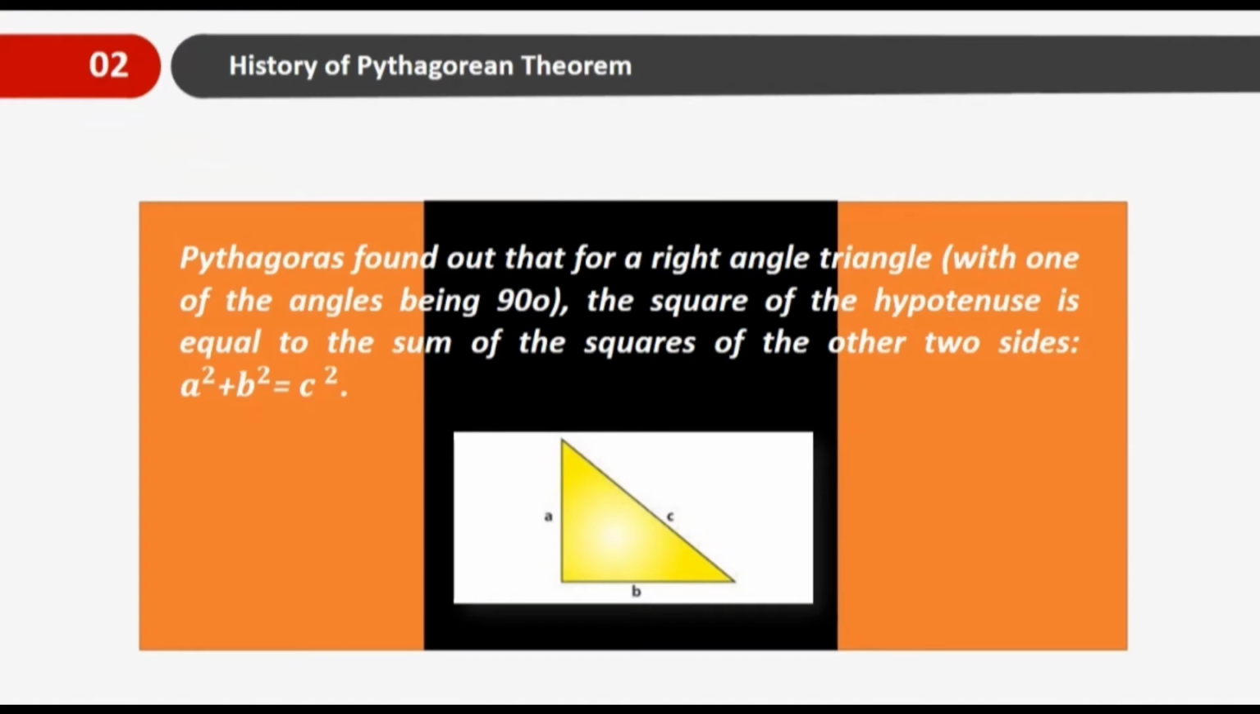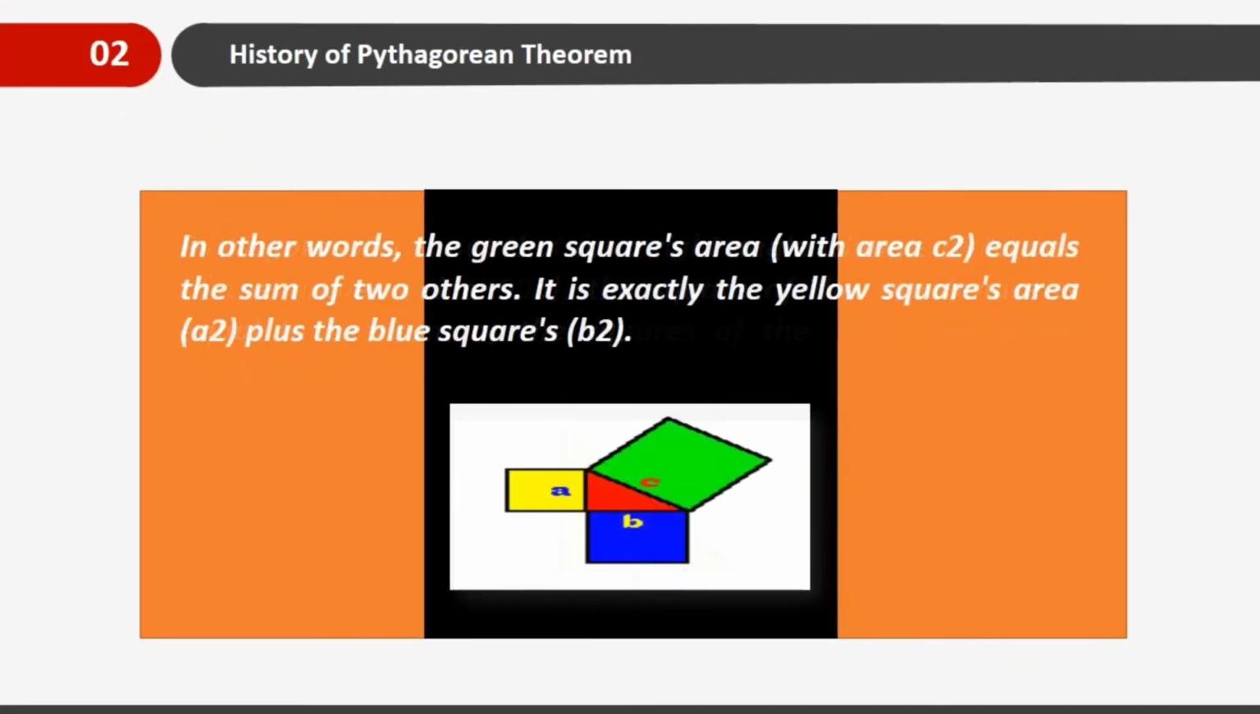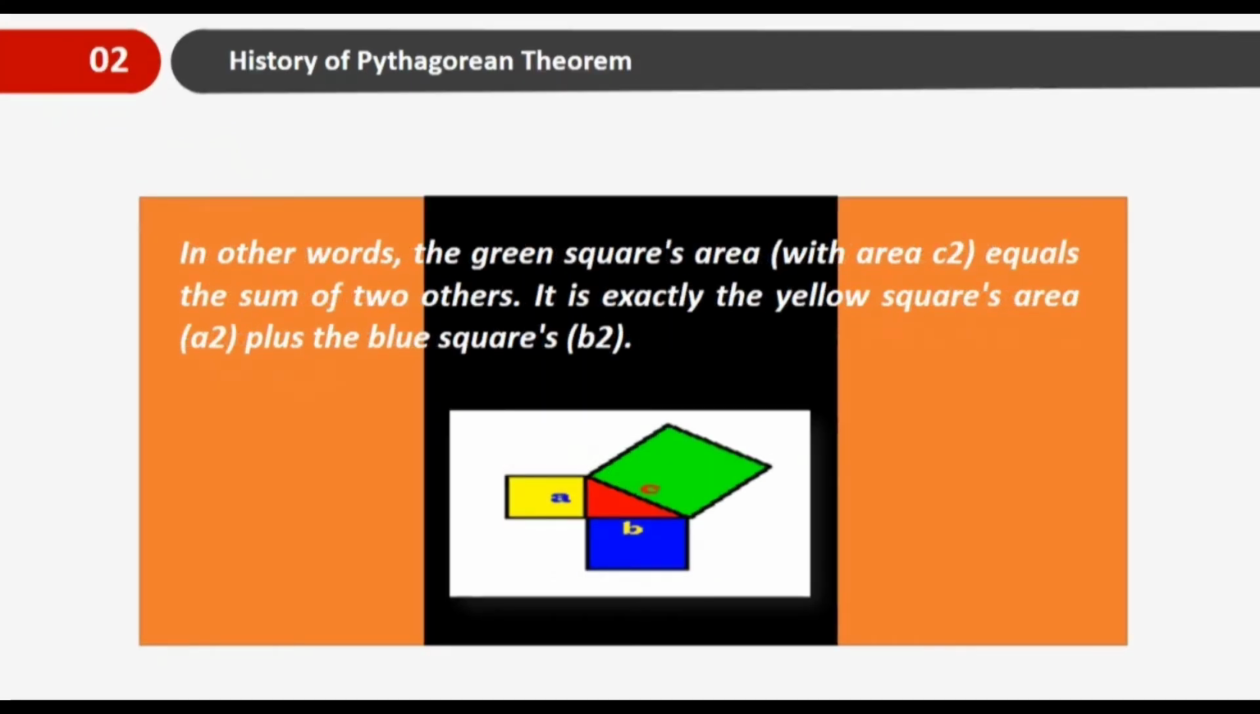Pythagoras found out that for a right-angled triangle, with one of the angles being 90 degrees, the square of the hypotenuse is equal to the sum of the squares of the other two sides. A squared plus B squared equals C squared. In other words, the green square's area, with area C squared, equals the sum of the two others. It is exactly the yellow square's area, A squared, plus the blue square's, B squared.